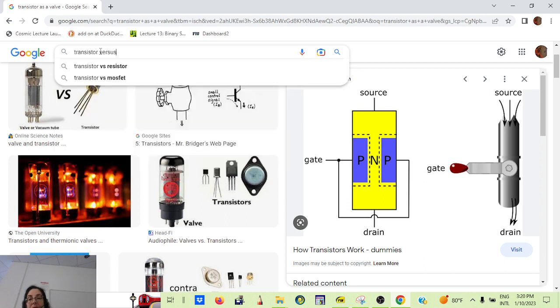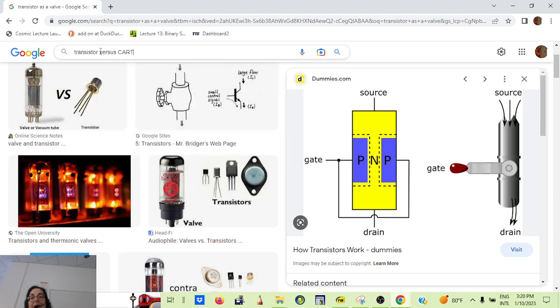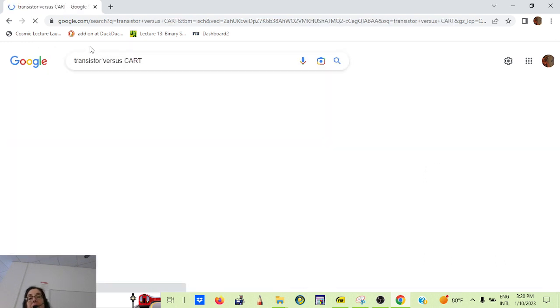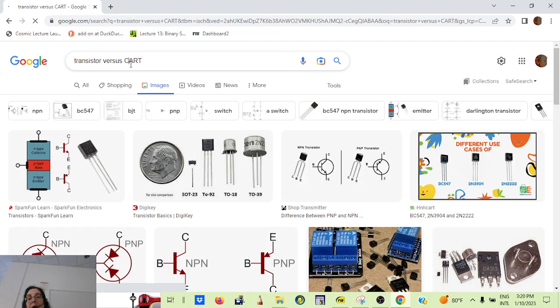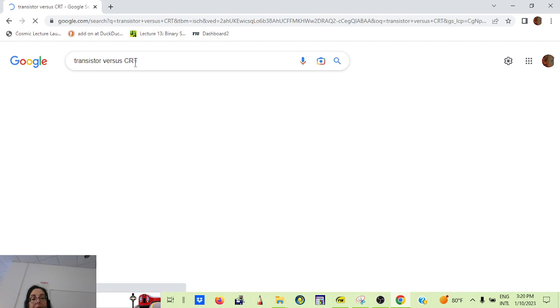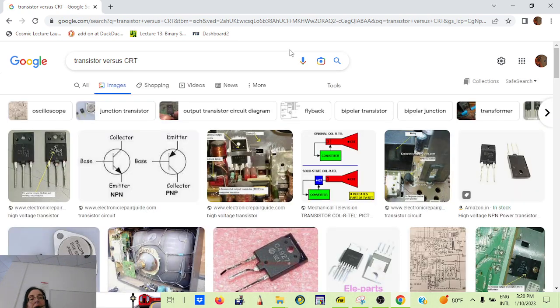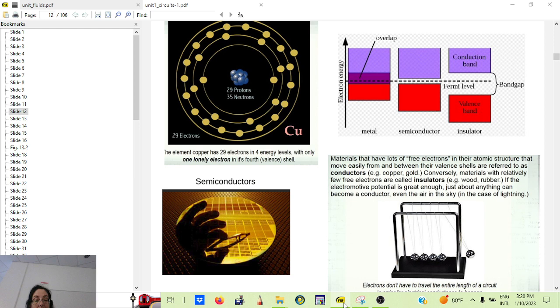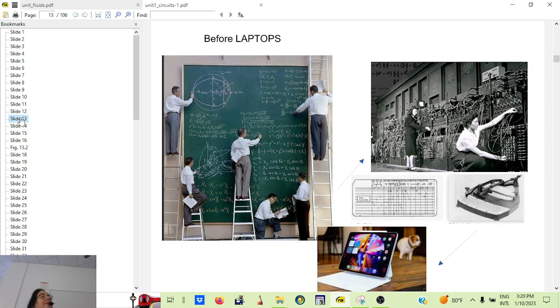Before that, they used CRT, cathode ray tube. So anyway, you can learn more about that. Any questions?